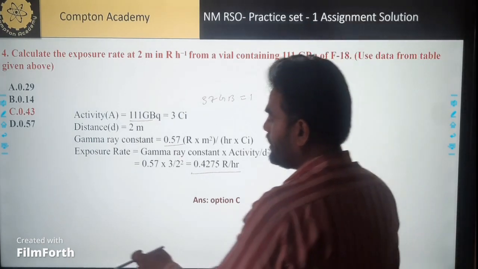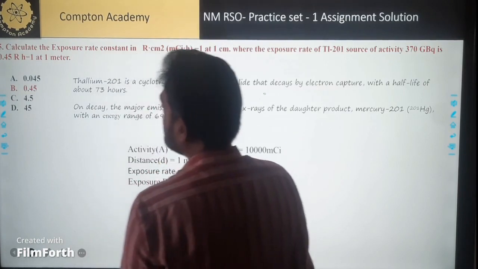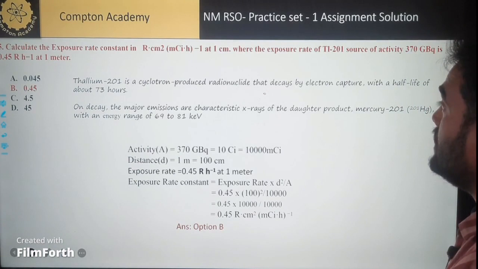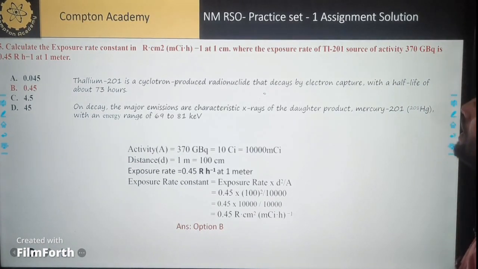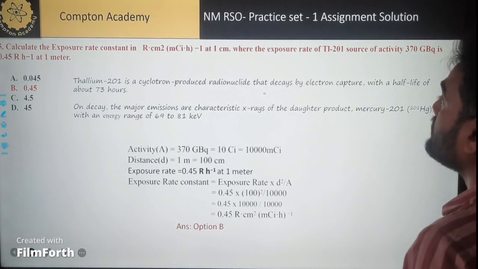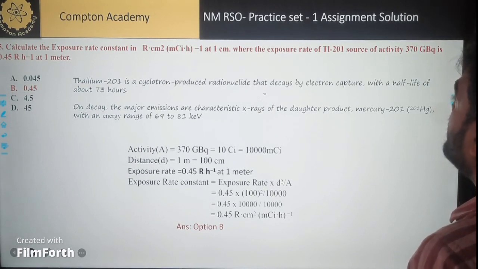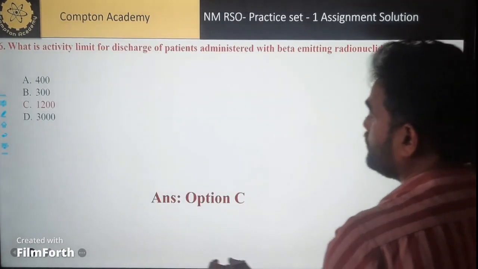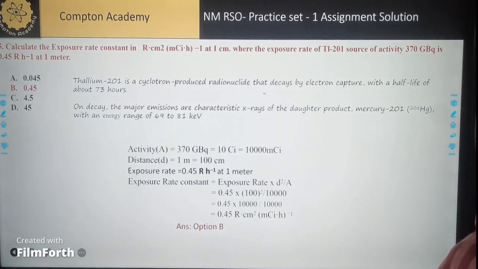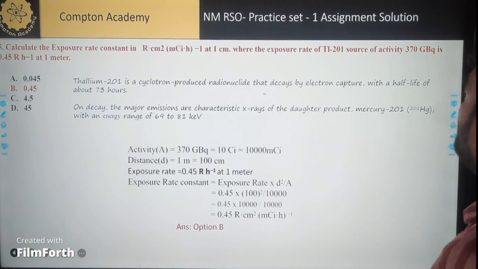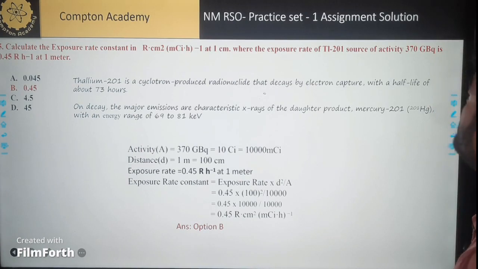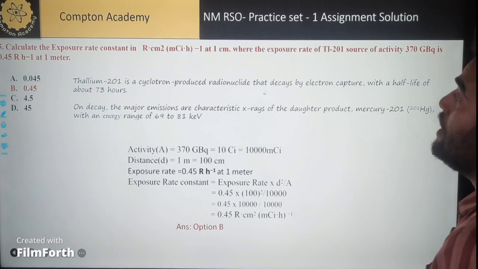That C option will be the right answer for this. Now another question is: calculate the exposure rate in Roentgen centimeter square per millicurie per hour at 1 centimeter, where the exposure rate of thallium-201. The activity provided is 370 gigabecquerel, and the exposure rate for this 370 gigabecquerel is 0.45 Roentgen per hour at 1 meter.